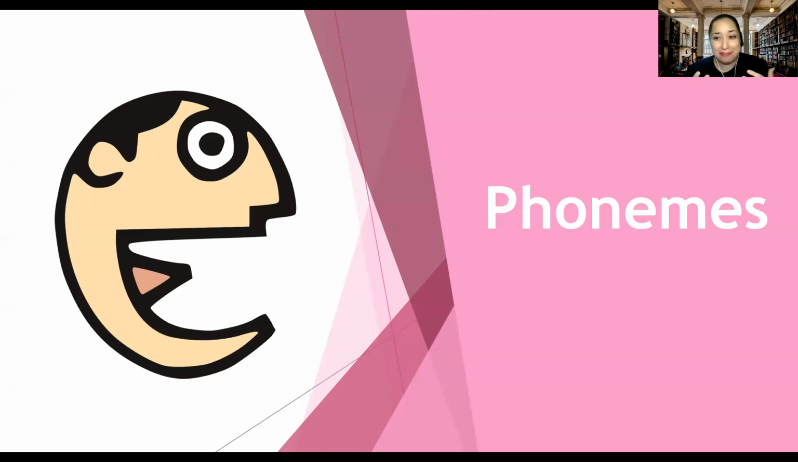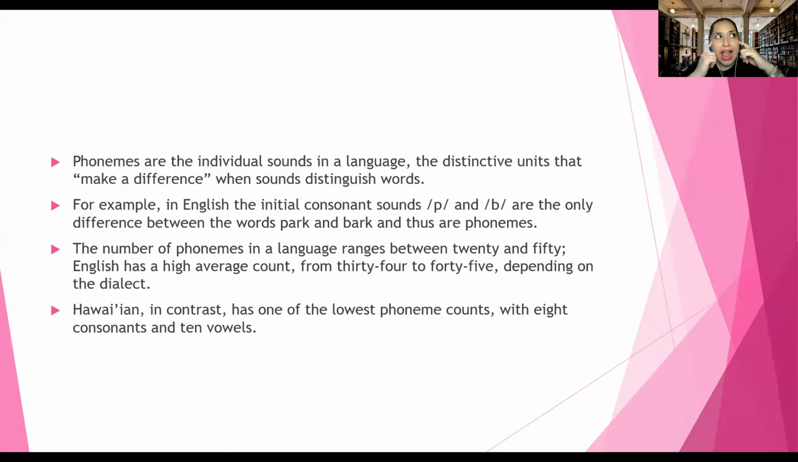Phonemes. I'm talking about something different. We're going to talk about how the different sounds make different words, and we're going to take a look at some examples. Phonemes are the individual sounds in a language, the distinctive units that make a difference when sounds distinguish words. For example, here in English, the initial consonant sounds P and B are the only difference between the words park and bark, and thus are phonemes.